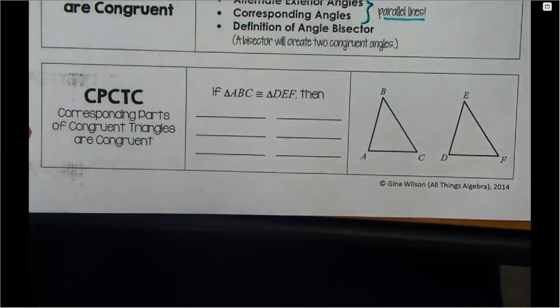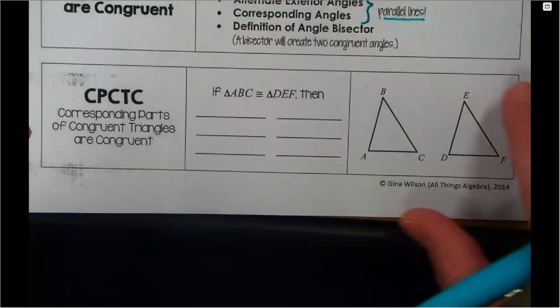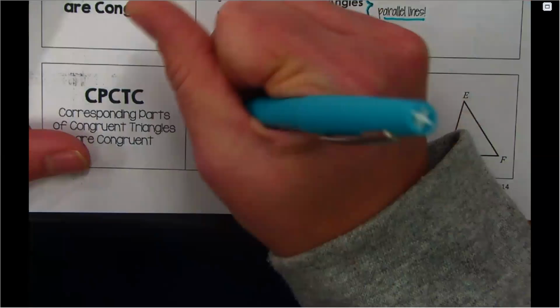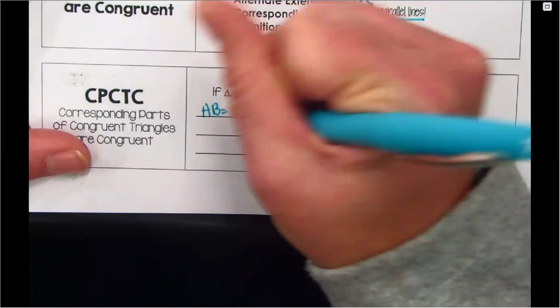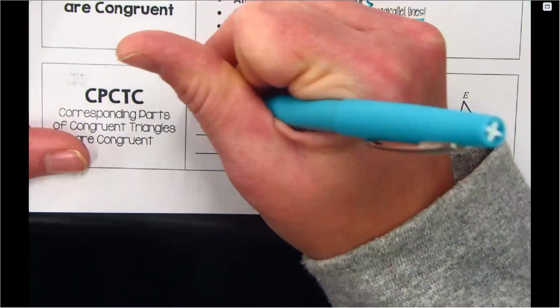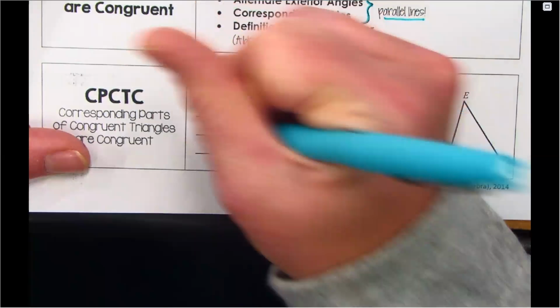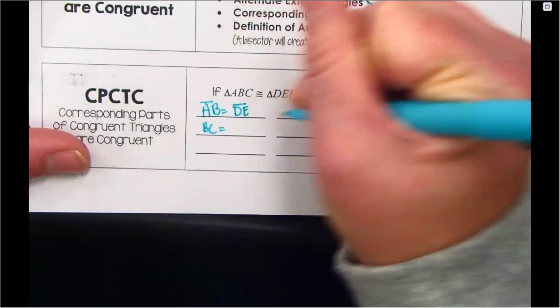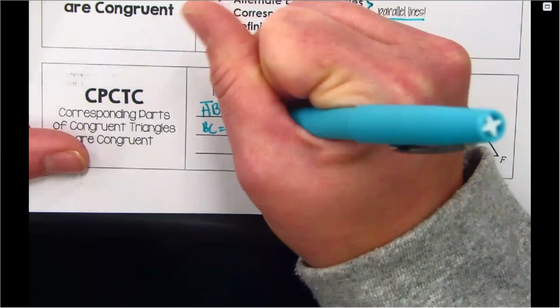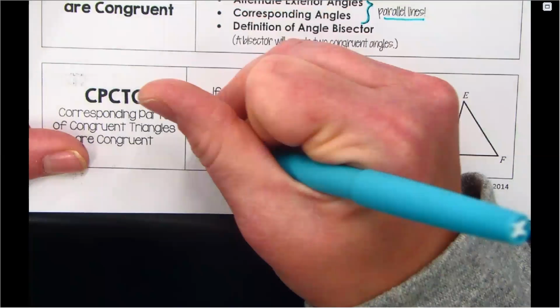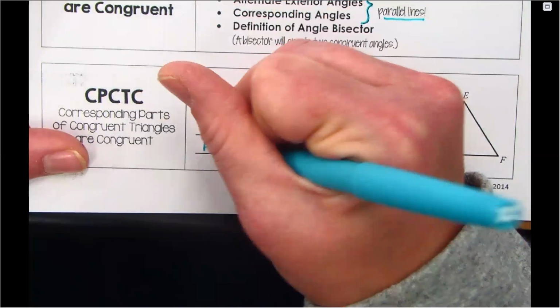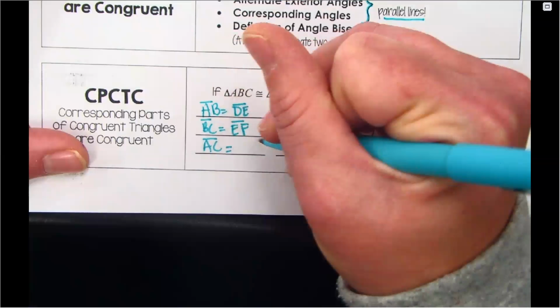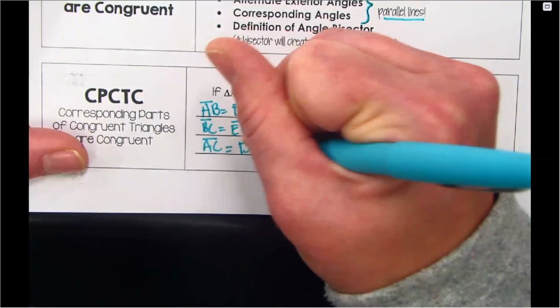This just basically means all of your parts are going to be congruent. We've already talked about this, so we're just going to jot this down quickly. AB is congruent to AD. BC is congruent to EF, and I'm just looking at the name, you guys. I'm just following the name up here. AC is congruent to DF. And I should make these congruent.